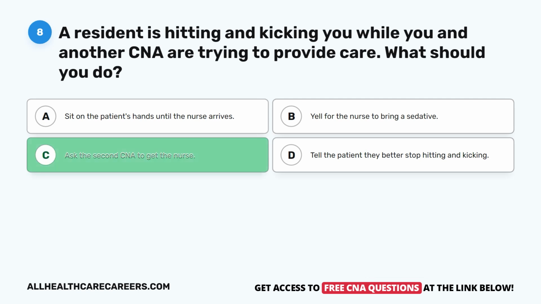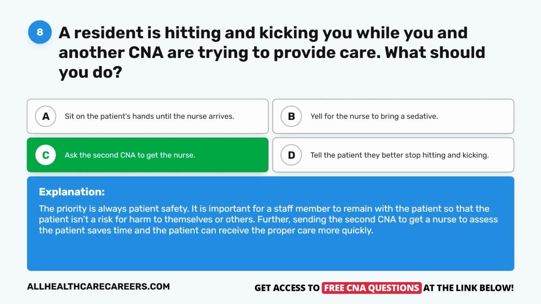The correct answer is C. Ask the second CNA to get the nurse. The priority is always patient safety. It is important for a staff member to remain with the patient so that the patient isn't a risk for harm to themselves or others. Further, sending the second CNA to get a nurse to assess the patient saves time, and the patient can receive the proper care more quickly.